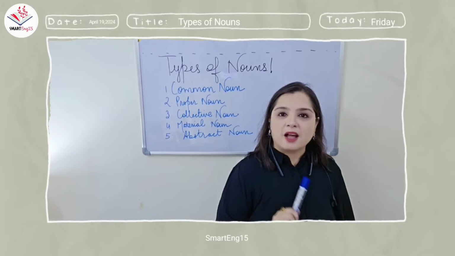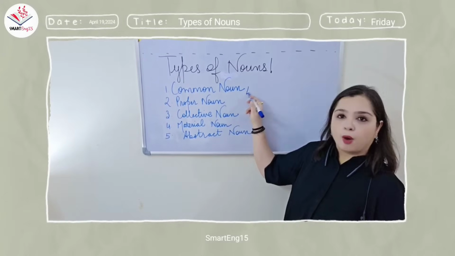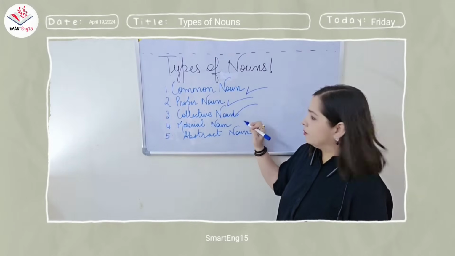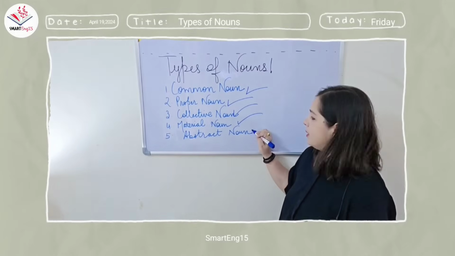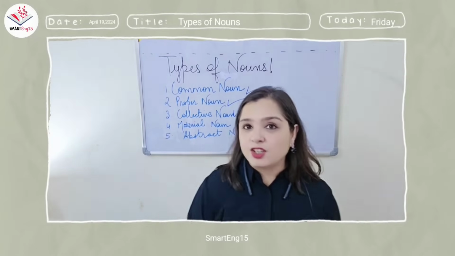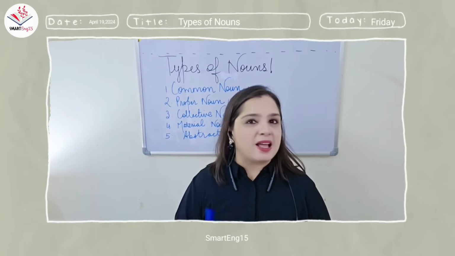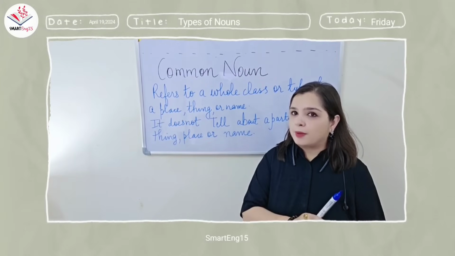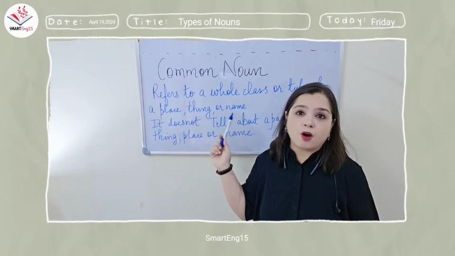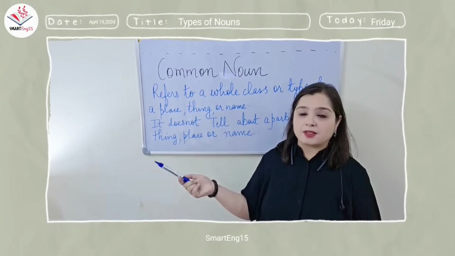So first of all, let us understand the types of nouns that are common noun, proper noun, collective noun, material noun and abstract noun. And now let's understand the definition of these nouns and how we can use them in our writing and speaking. So let's talk about common noun first. Common noun refers to a whole class or type of a place, person or thing, and it does not tell about a particular thing, place or name.